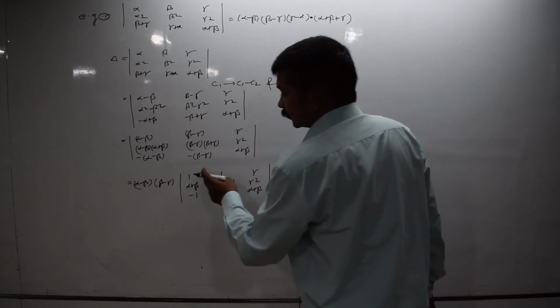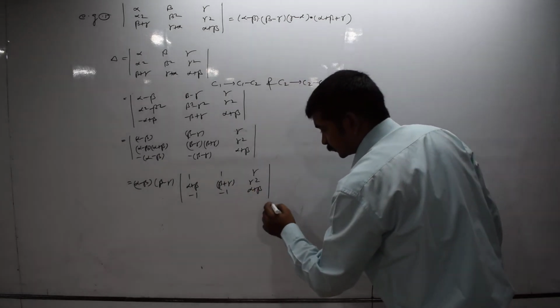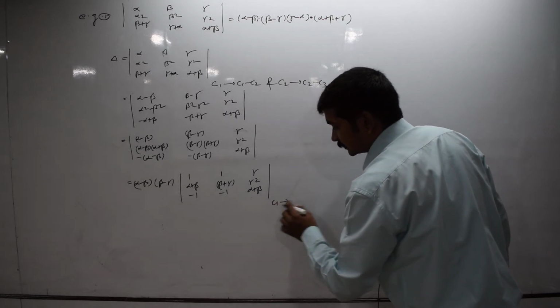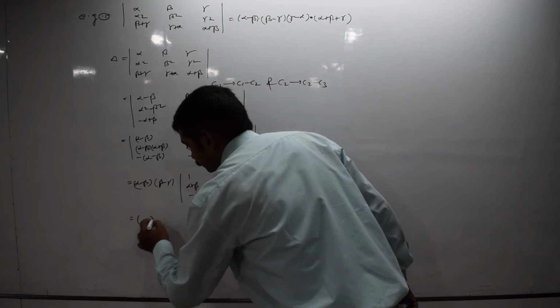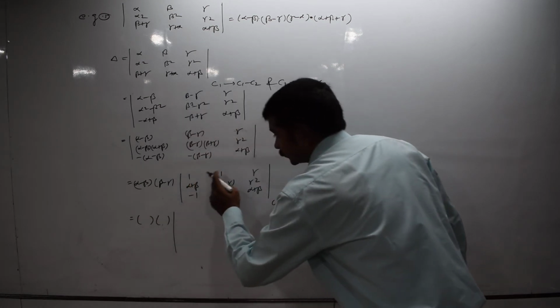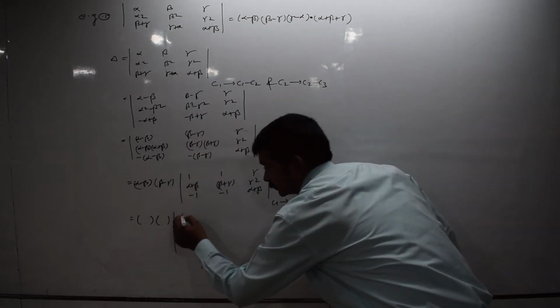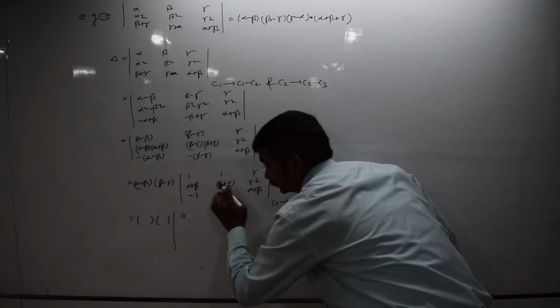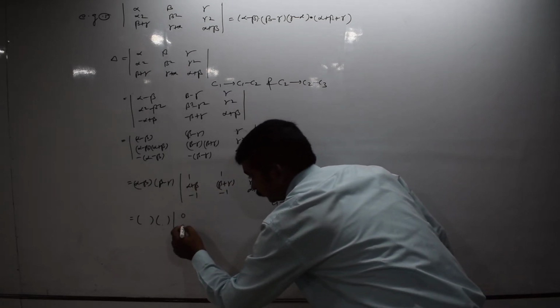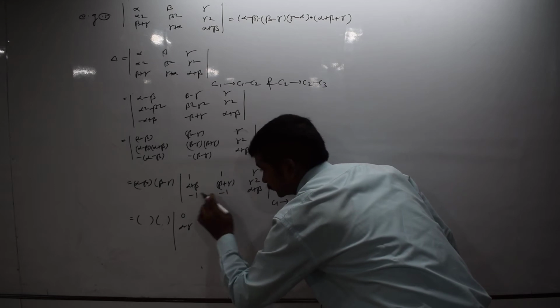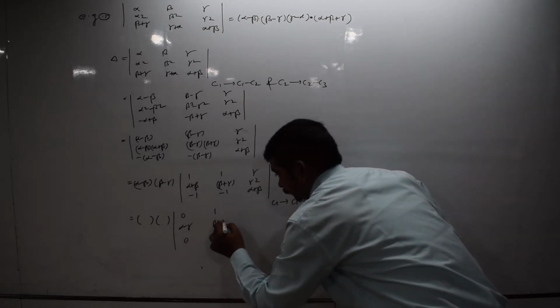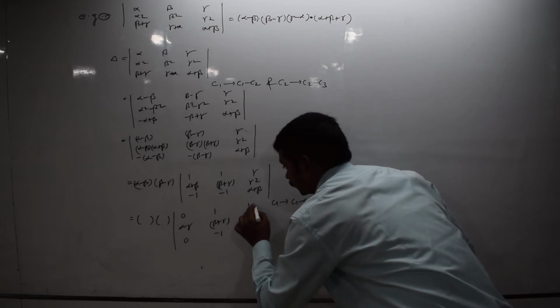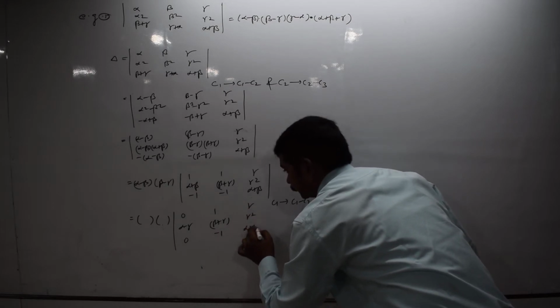Now again we produce maximum 0 in this part, so we apply C1 change to C1 minus C2. Here will be these two parts as above. So C1 minus C2 means this will be 0. Subtract this, then beta will be cancelled, gamma minus alpha, and this will be 0. Here will be 1, beta plus gamma, minus 1, gamma square, alpha plus beta.